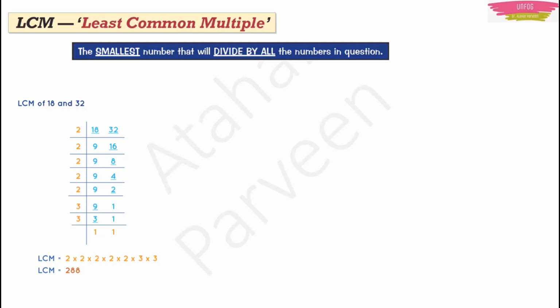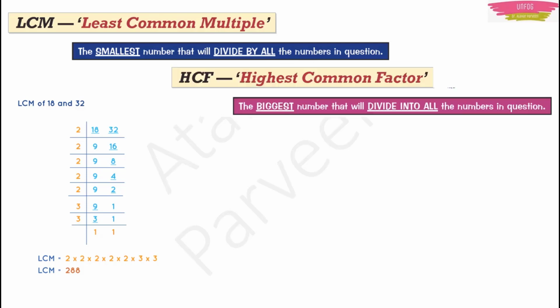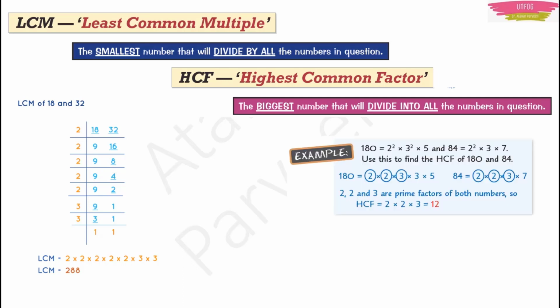This was for multiples, right? In the same manner, we have for factors, that is known as the highest common factor. It is the biggest number that will divide into all the numbers in the question. How do you calculate this HCF? For example, if you want to calculate the HCF for 180 and 84, what you do? For 180, you do LCM and you write the numbers here. What all numbers if you multiply, you get 180. You write that. Again for 84, what all numbers you multiply, you start from 2 always. After 2, you go for 3.